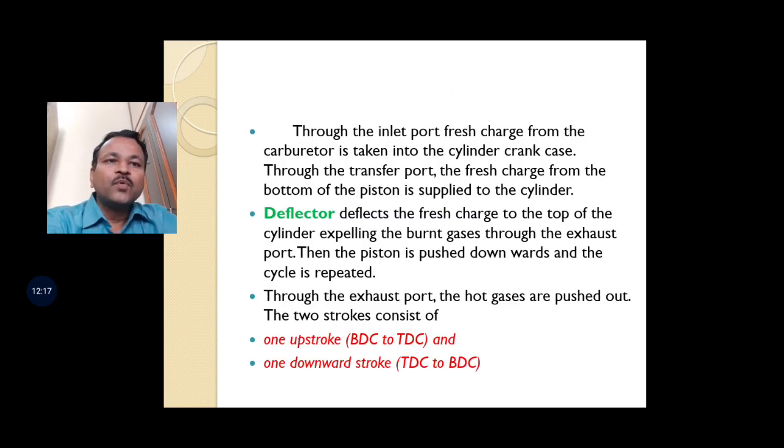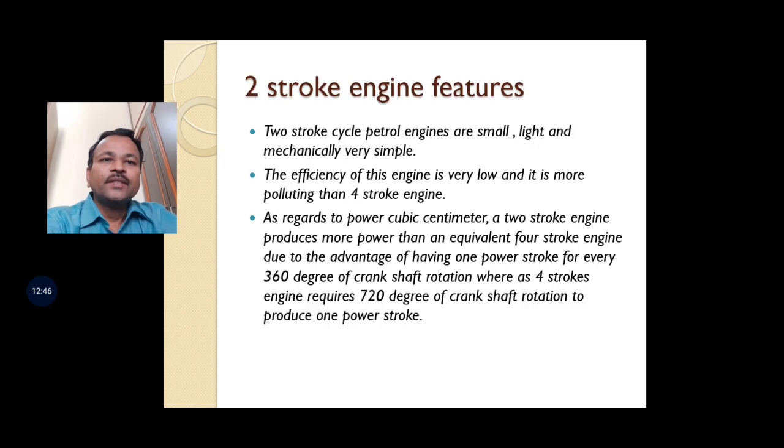Through the inlet port, fresh charge from the carburetor is taken to the cylinder crankcase. Through the transfer port, fresh charge from the bottom of the piston is supplied to the cylinder. This deflector deflects the fresh charge to the top of the cylinder, expelling the burnt gases through the exhaust port. Then the piston is pushed downwards, and the cycle is repeated. So we have two strokes: one is the upstroke, BDC to TDC, and the second is the downward stroke, TDC to BDC.